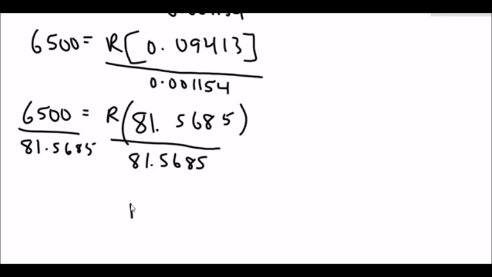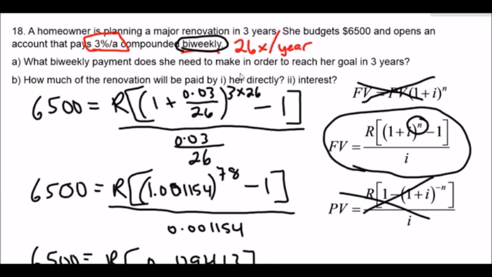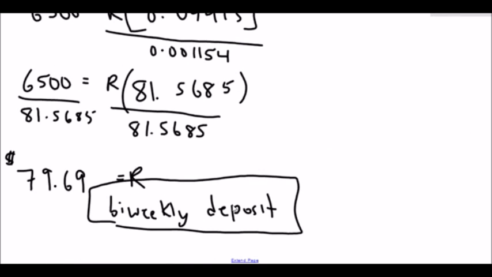So 6,500 divided by 81.5685 gives me $79.69. So every 2 weeks, this homeowner needs to deposit into this account $79.69. So that's the answer to part A, right? It said, what biweekly payment does she need to make in order to reach her goal in 3 years? And the biweekly payment is $79.69.